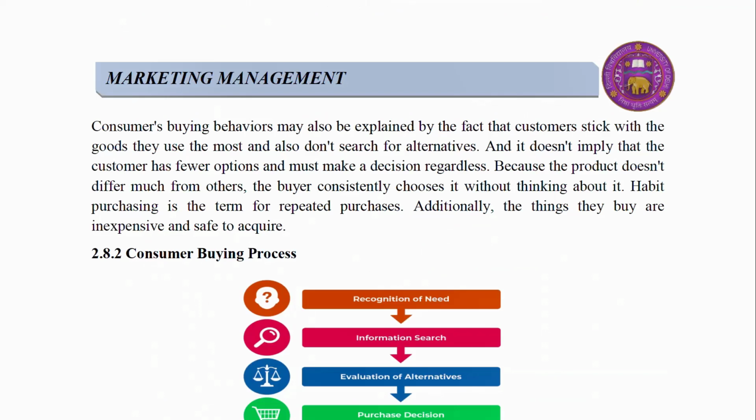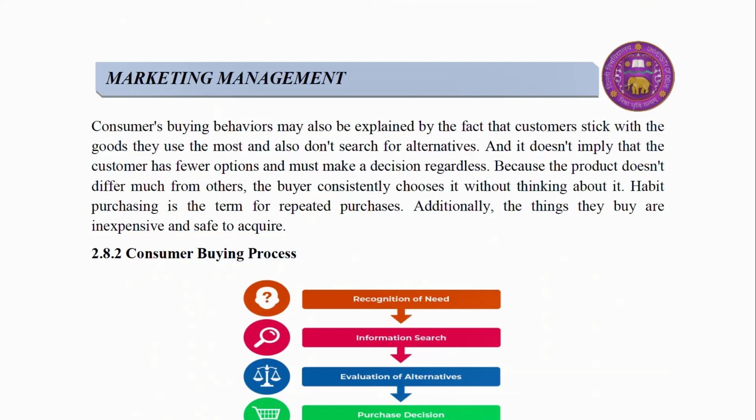Consumers' buying behaviors may also be explained by the fact that consumers stick with the goods they use the most and also don't search for alternatives. And it doesn't imply that the customer has fewer options and must make a decision regardless. Because the product doesn't differ much from the others, the buyer consistently chooses it without thinking about it. Habit purchasing is the term for repeated purchases. Additionally, the things they buy are inexpensive and safe to acquire.